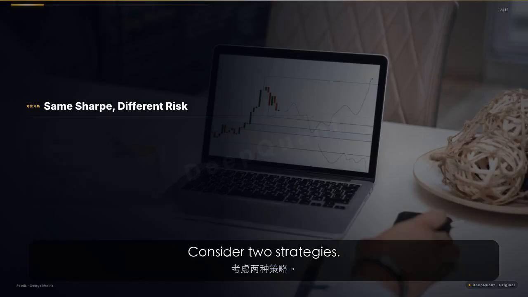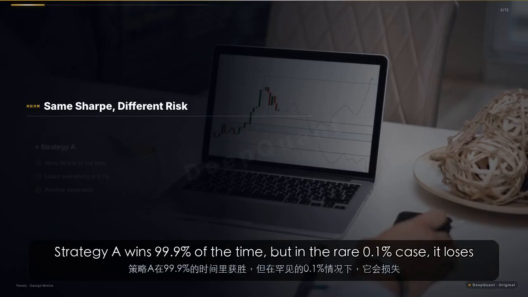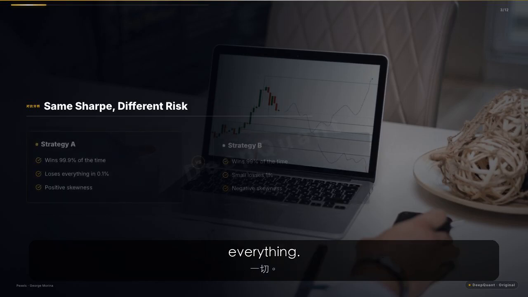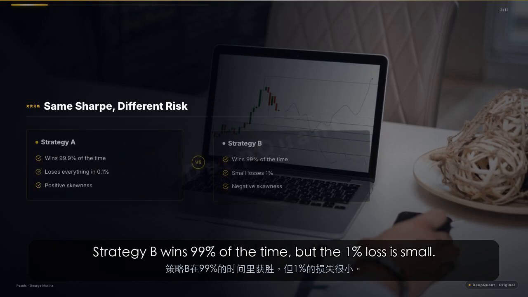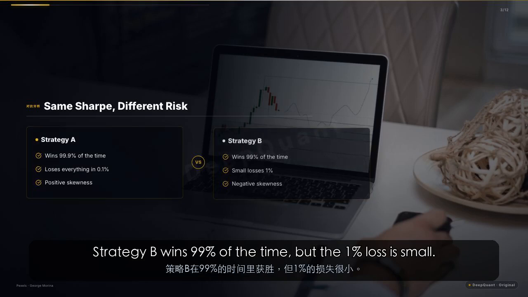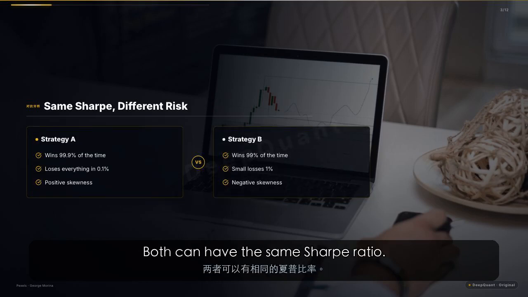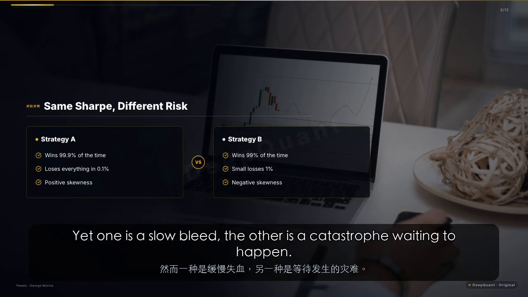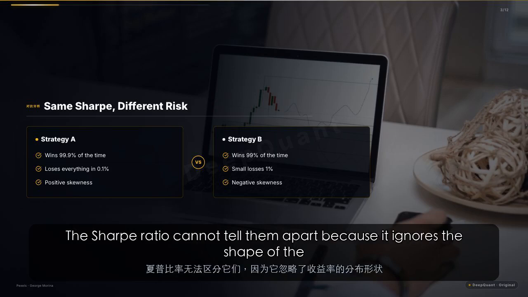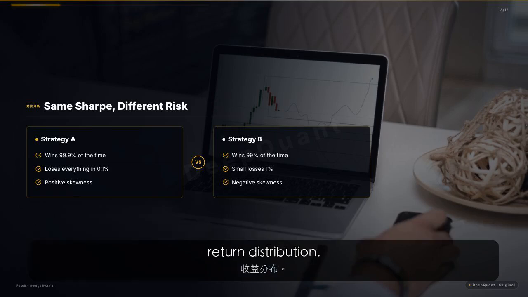Consider two strategies. Strategy A wins 99.9% of the time, but in the rare 0.1% case, it loses everything. Strategy B wins 99% of the time, but the 1% loss is small. Both can have the same Sharpe ratio. Yet one is a slow bleed, the other is a catastrophe waiting to happen. The Sharpe ratio cannot tell them apart because it ignores the shape of the return distribution.